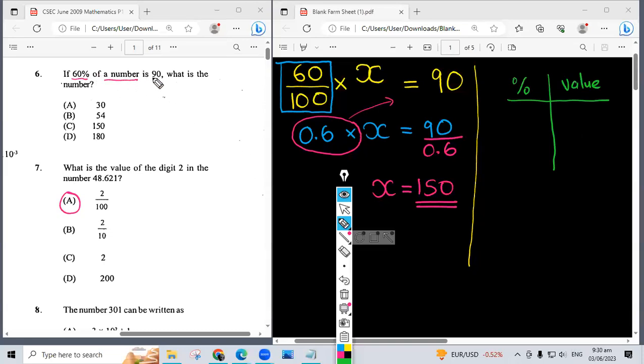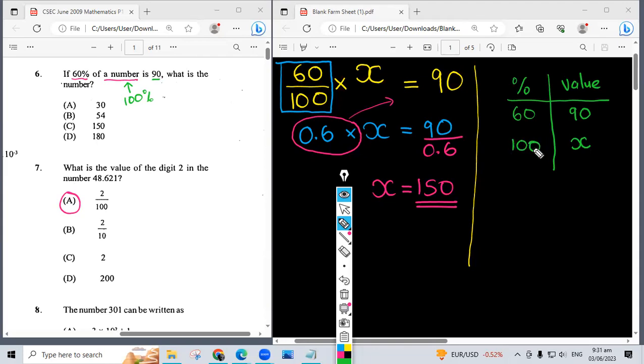60% of a number is 90. The original number would be 100%. So here's what: 60% is representing a value of 90, because remember, 60% of the mysterious value is 90. So 60% is lined up with the 90. The original value, which we do not know, would be the original value.